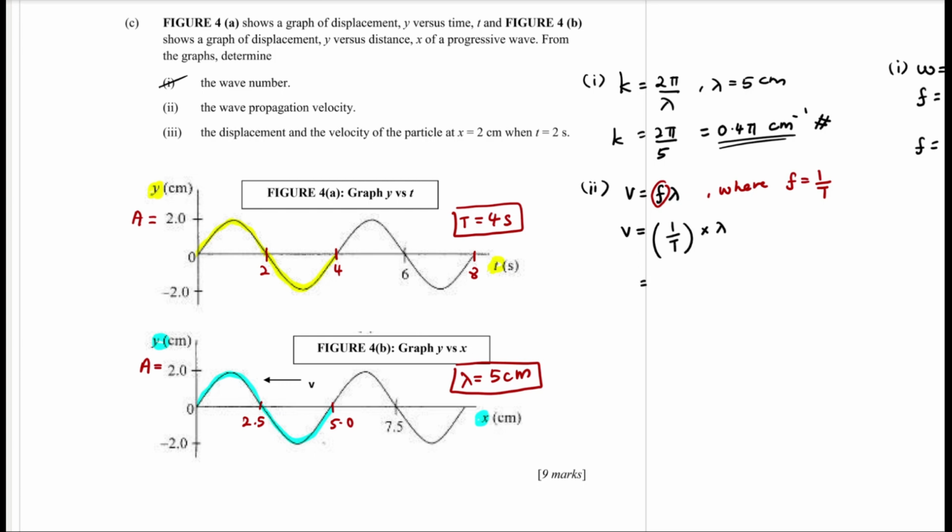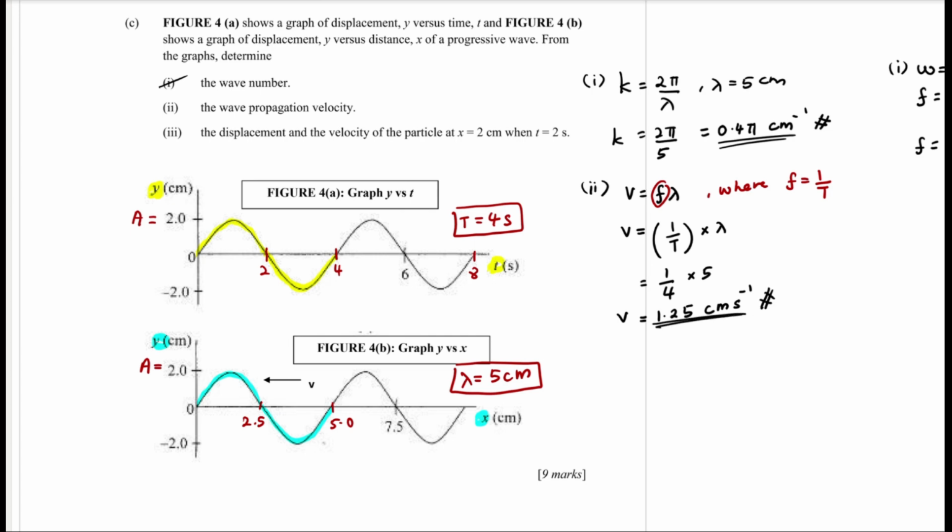Okay, so the period is equal to 4 seconds. Sebab tu penting lah kita nak tahu kan berapa dia punya period tadi. Darab 5 cm. So you kira lah, V you akan dapat, saya akan dapat V is equal to 1.25 centimeter per second. Okay. So, ini jawapan untuk soalan nombor 2 lah.